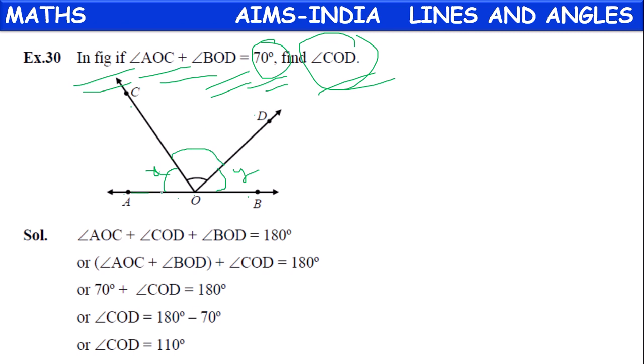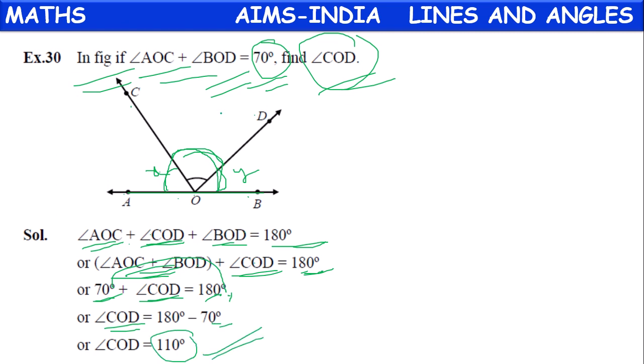AB is the line. So all the angles lying on the same side of the line equal 180. So AOC plus COD plus BOD is 180 degrees. Let's keep COD separate because we want to find COD. AOC plus BOD, they have already given as 70 degrees, plus COD equals 180. COD equals 180 minus 70, which is 110. So COD equals 110 degrees.